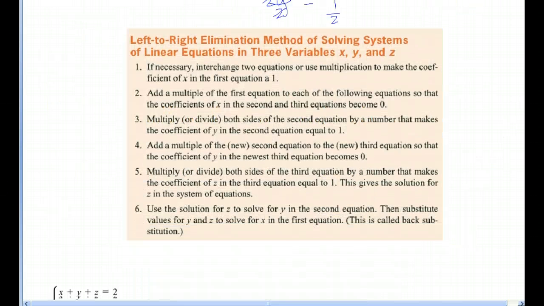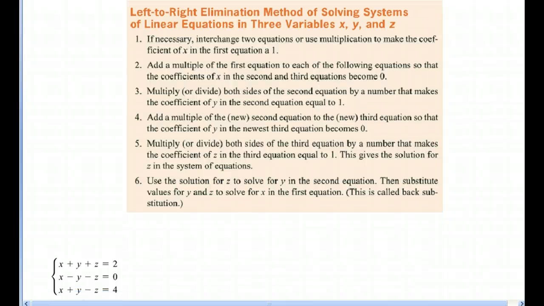Alright, jumping down here, we're going to do the exact same problem, but this is another means to do it. They call it the left to right elimination method. I call it the triangular upper triangle method. It doesn't really matter what you call it, just as long as you understand this procedure.